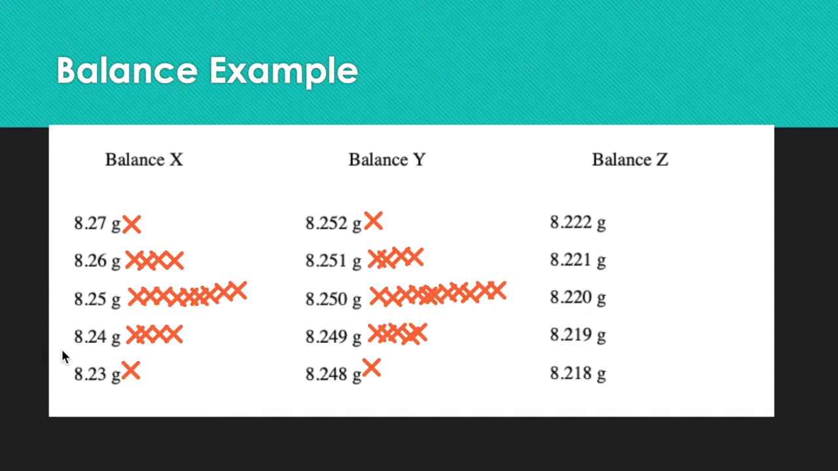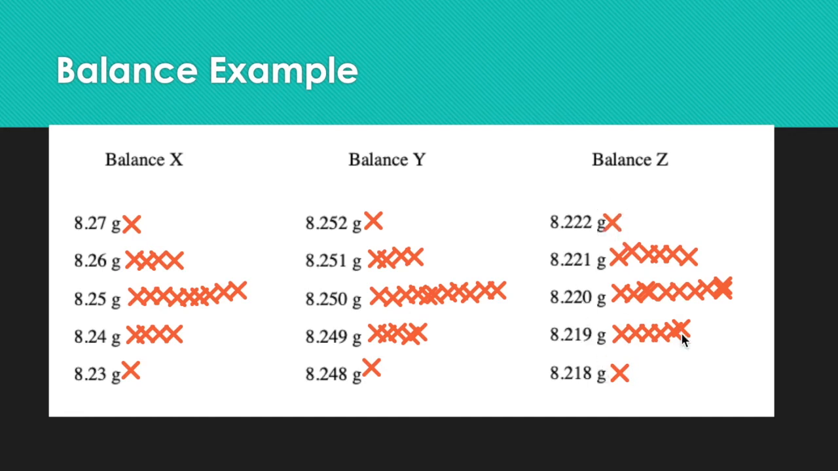So this is plus or minus 0.01 grams for the most part, maybe a couple of outliers, and this one is plus or minus 0.001 grams. So balance Z, we have a similar thing happening, maybe a similar level of precision, plus or minus 0.001 grams. However, you'll notice that all of the measurements that are being taken by balance Z are too low. Remember, this is supposed to be something that has a mass of 8.250 grams, and this one is centering most of the measurements around 8.220 grams. So it's off by a little bit.